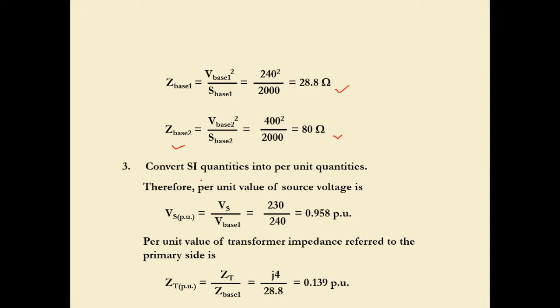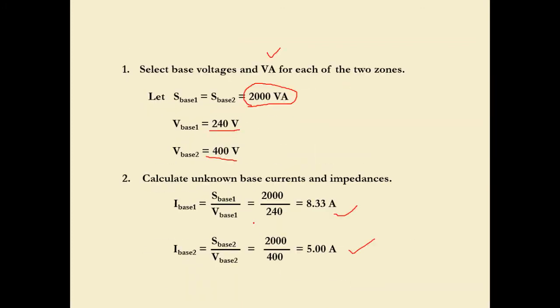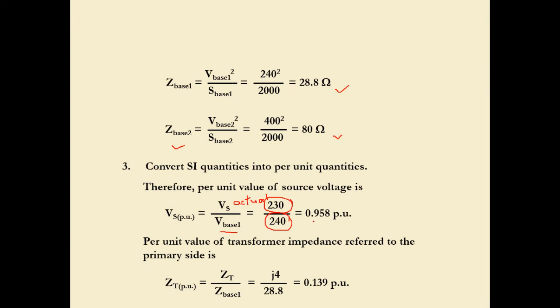So now convert the SI quantities into per unit quantities. Therefore the per unit value of the source voltage Vs, this is the actual source voltage at the primary, okay. So we divide by V base 1. So this is again for the primary, the source voltage, from the base voltage 1. Okay, if we refer to the circuit, this is the actual Vs, the source voltage. So this is 240, our base value at the primary side. Okay, 240. So yes, 230 over 240, 0.958 pu.